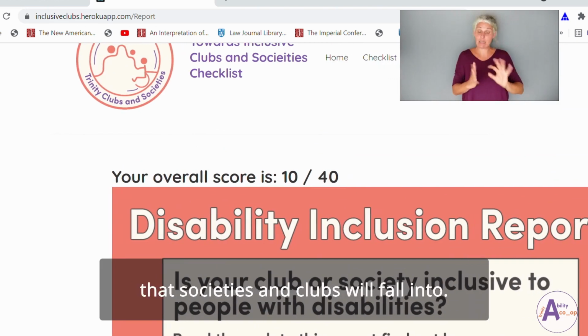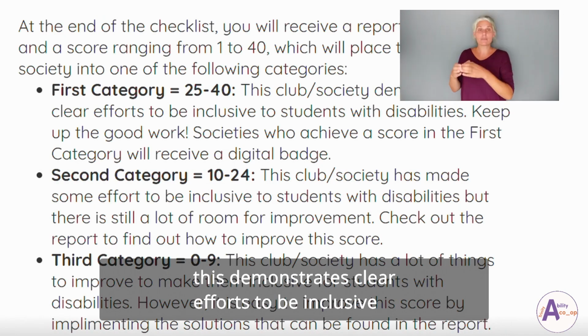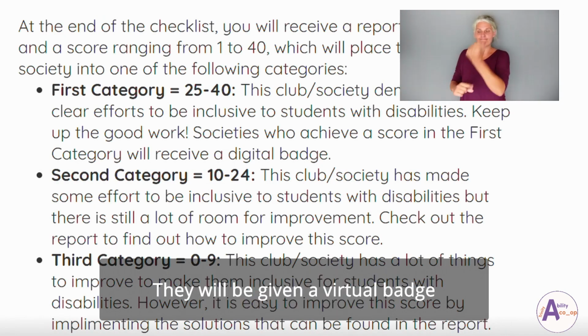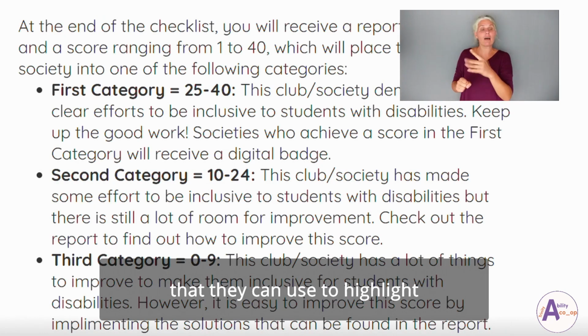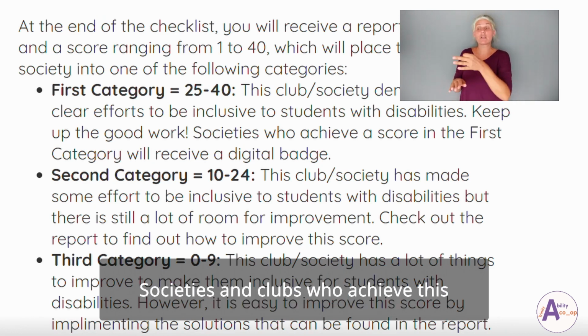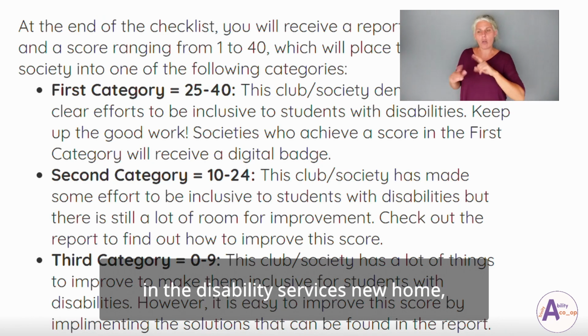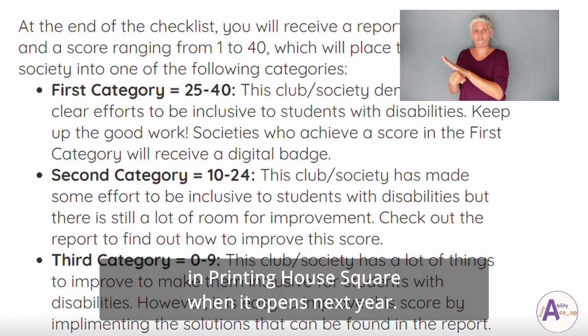There are 3 categories that societies and clubs will fall into, with a score of 25 to 40. This demonstrates clear efforts to be inclusive to students with disabilities. They will be given a virtual badge that they can use to highlight their club or society's efforts to be inclusive to potential new members with disabilities. Societies and clubs who achieve this will be eligible to book accessible spaces in the Disability Services new home in Printing House Square when it opens next year.